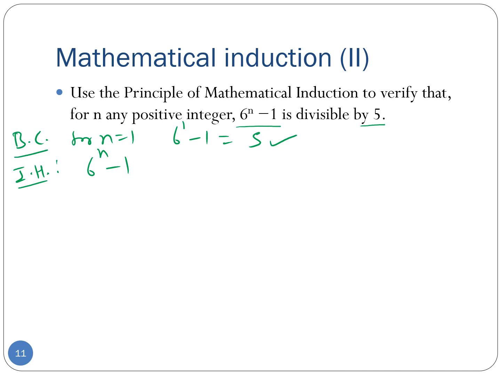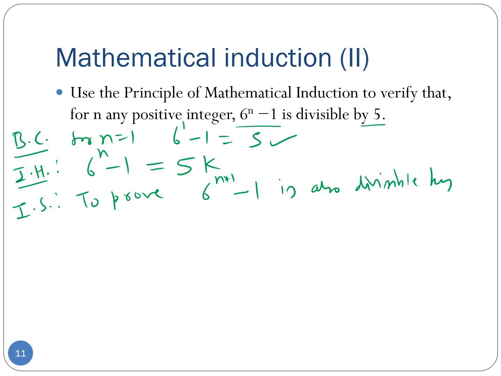So what that means is 6 to the power n minus 1 is equal to 5 times some constant k. Okay, so this is our inductive hypothesis. And now for the inductive step, we need to prove that 6 to the power n plus 1 minus 1 is also divisible by 5. Basically it would be of some form 5 times k prime.